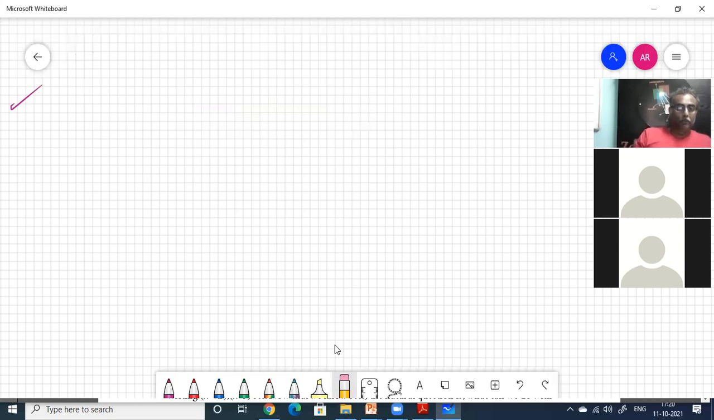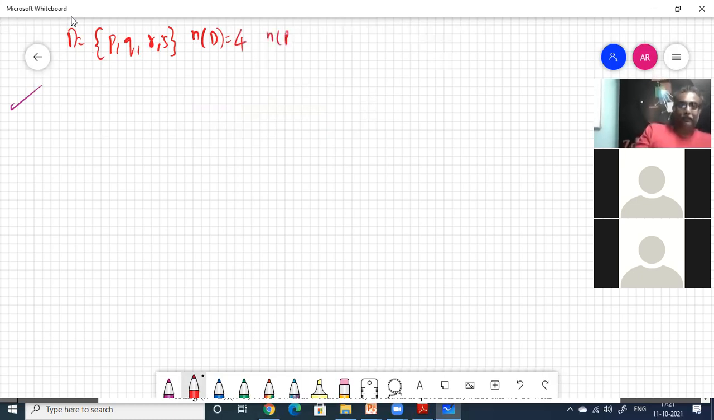Okay, now we have to do it for D. D is equal to {P, Q, R, S}. Okay, what is N of D? 2 power 4. No, that is N of P of D. What is N of D? How many elements, the cardinal number of D? 4. N of P of D is equal to 2 power 4. How much is that? 16, uncle.